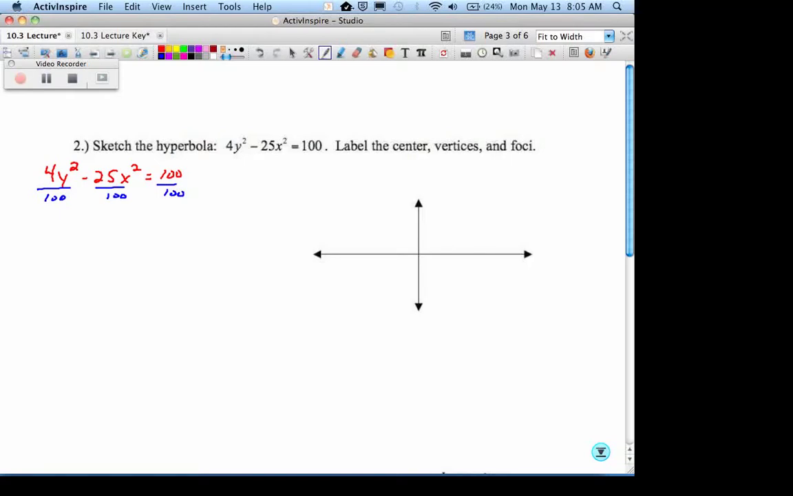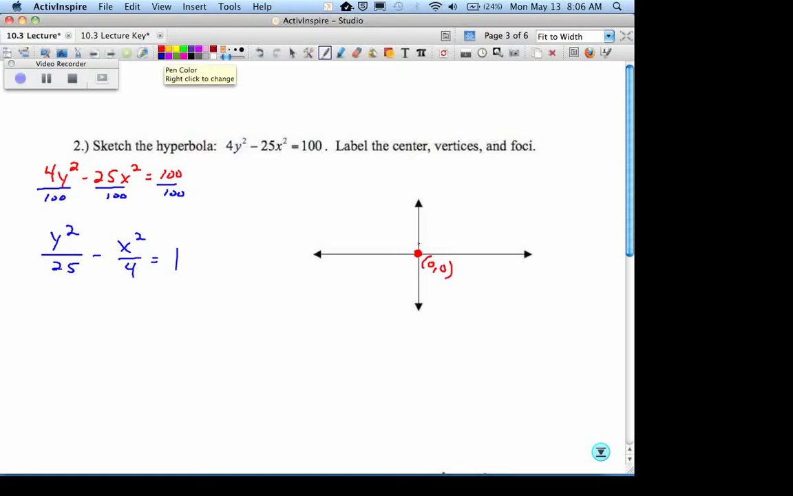4 over 100 would leave me with y squared over 25. 25 over 100 is x squared over 4 is equal to 1. Where's my center? 0, 0. What's first? The y squared. So we're going to go up and down 5.